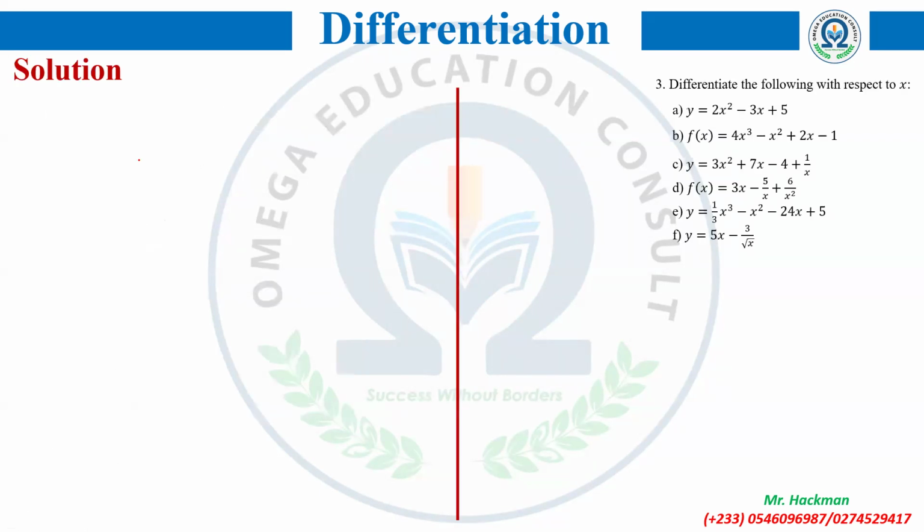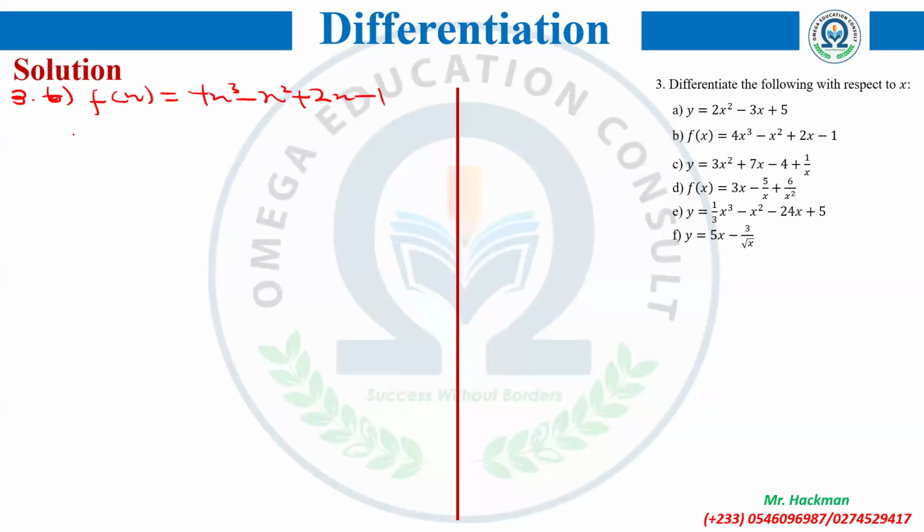So let's go and look at the solution to question 3. I won't do the A, I will do the B. For B, what are we given? f of x is equal to 4x cubed minus x squared plus 2x minus 1.